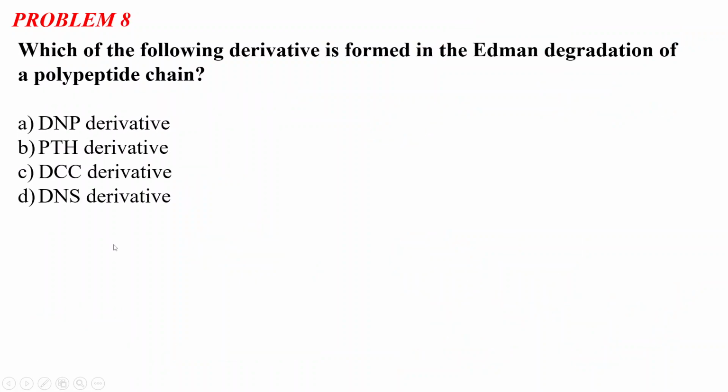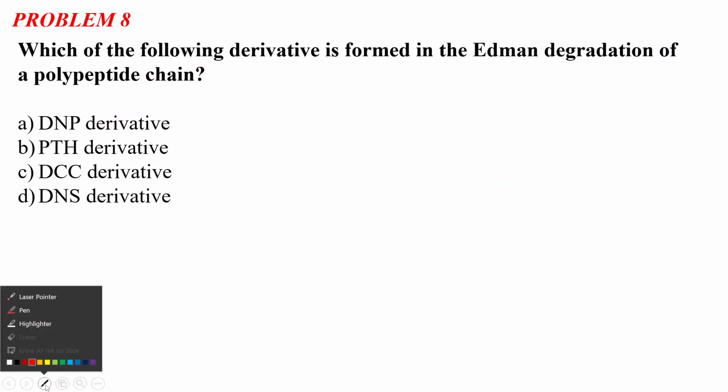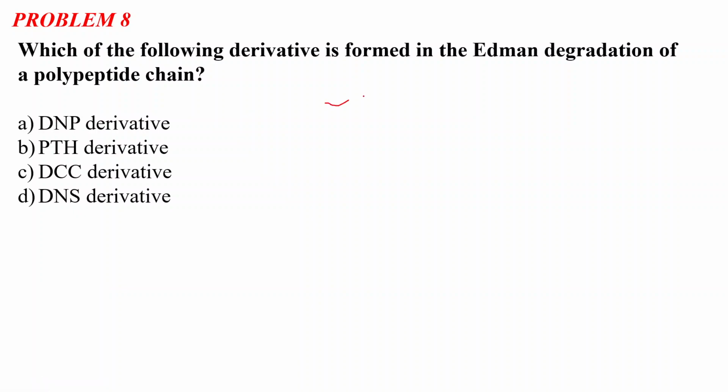And now moving toward the next question, it says: which of the following derivatives is formed in the Edman degradation of the polypeptide chain? Is it a DNP derivative, or a PTH derivative, or DCC derivative, or DNS derivative? Now when I was discussing the previous question, I shortly told you what happens in Edman degradation. If we have a peptide chain like this, there are many peptide bonds like C double bond O, NH.